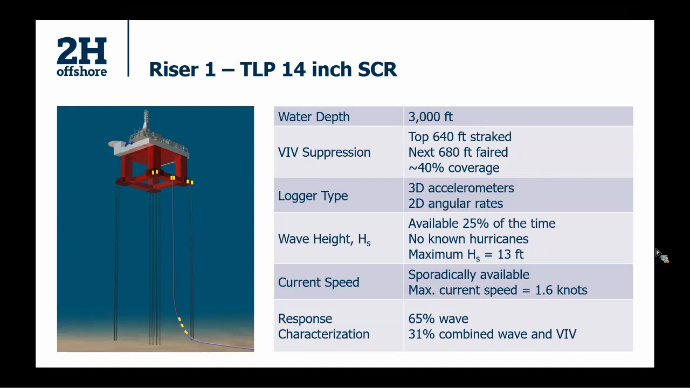And again, the data that we got from this is great. We did not see any hurricanes. We saw a maximum Hs of 13 feet. Unfortunately, the wave data was not available for a lot of the times, but from what is available, it was 13 feet maximum. Current speeds, well, we got the max current speed of 1.6 knots. It didn't cross the 2 knots barrier.